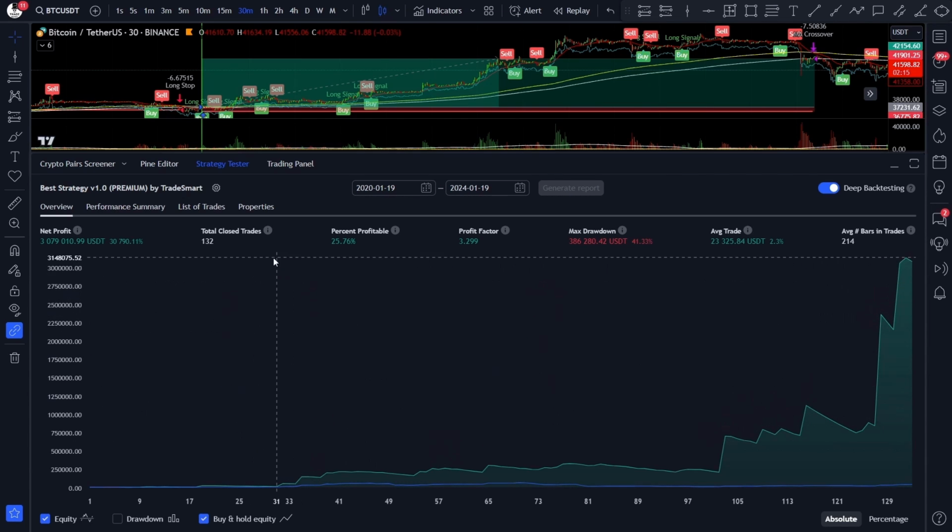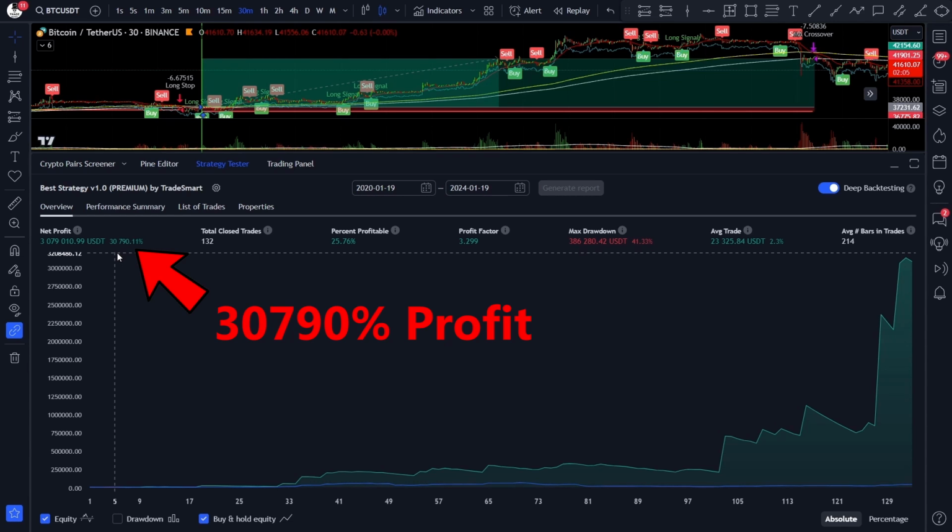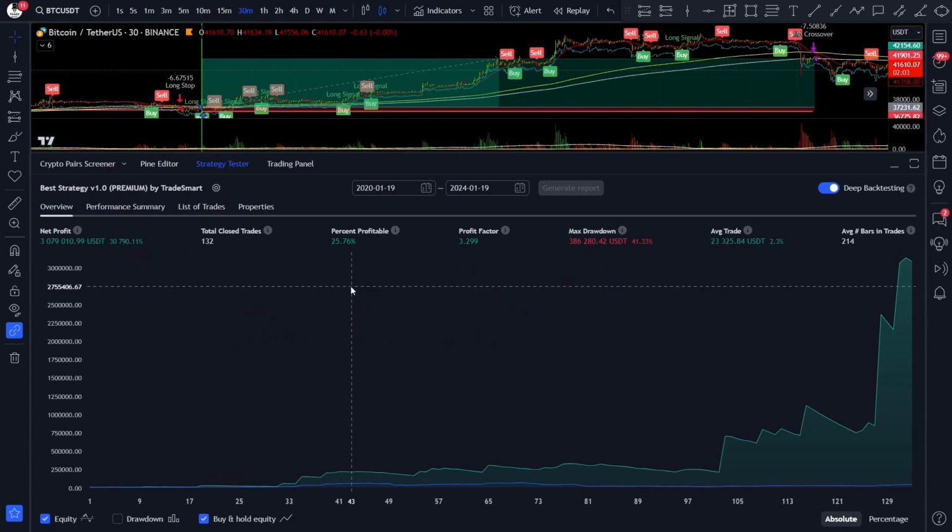Well, as you can see, with a compounding setup, the $1,000 net profit quickly turned into 30,790% net profit, which is a huge difference. Of course, with that we usually get a higher drawdown, but a 40% isn't that big compared to this net profit. Now you can't even see the buy and hold equity curve of Bitcoin, which should be this blue line.